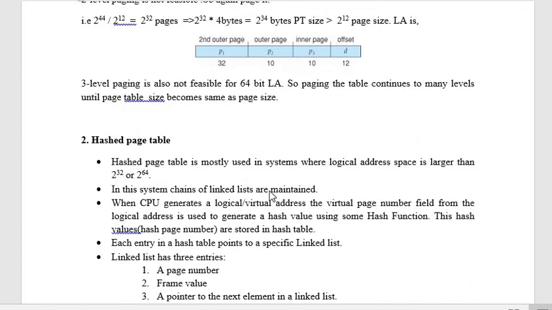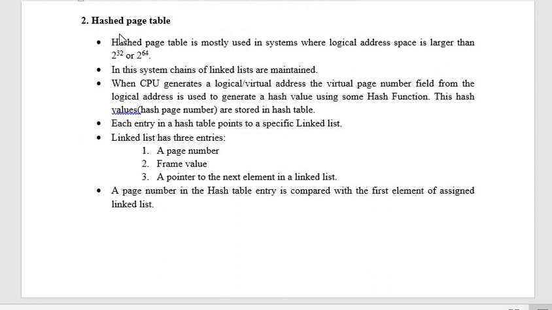Next is the hashed page table. This is the second way of representing the page table. The hashed page table is used when we have a system with a large logical address space. In this system, chains of linked lists are maintained. So we are going to implement this differently from the normal page table. Here the system is going to maintain the linked list.